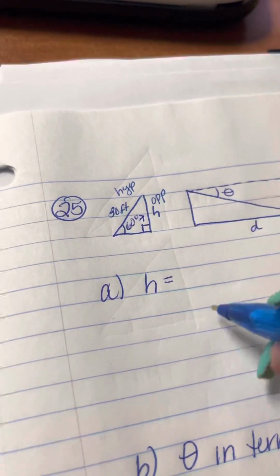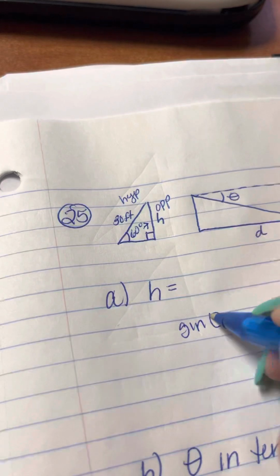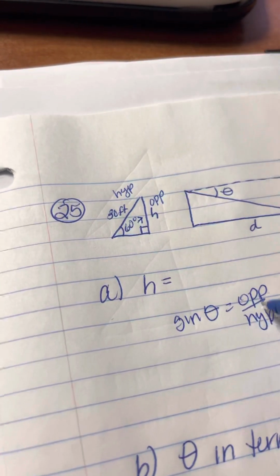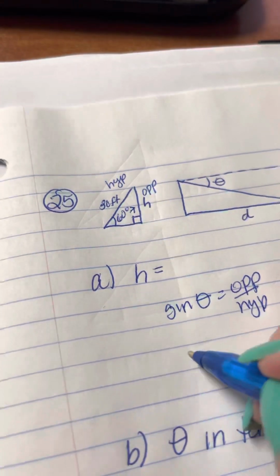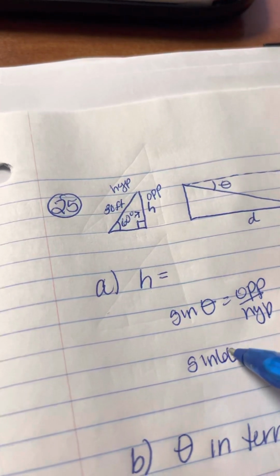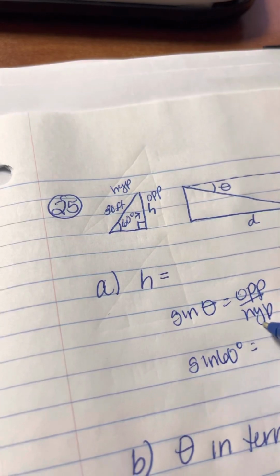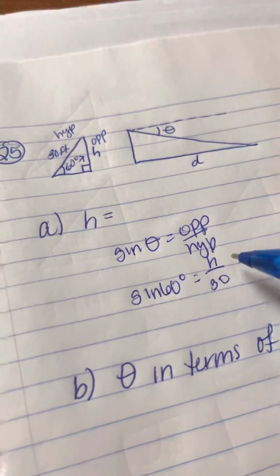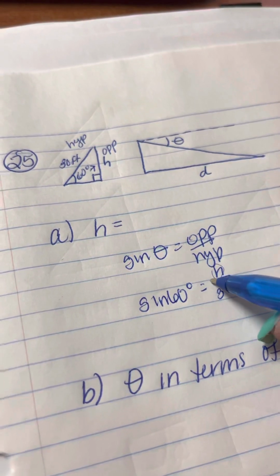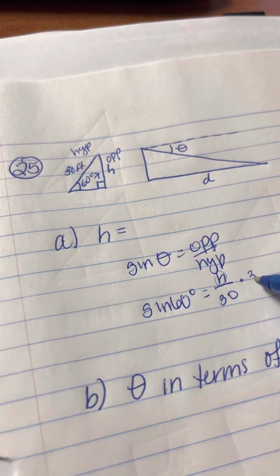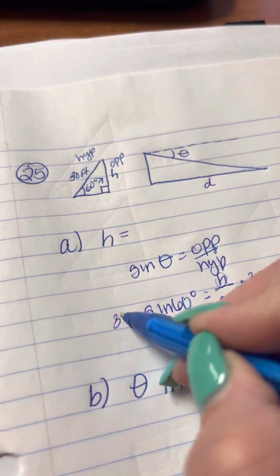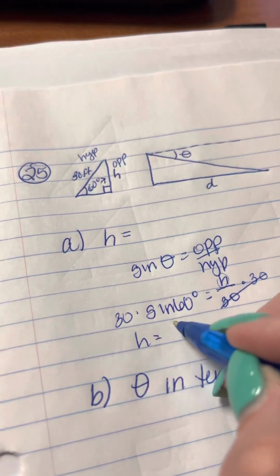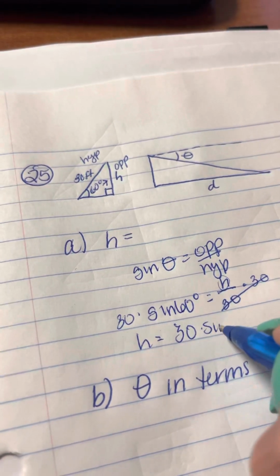So if we're trying to find H, we're going to use the sine of the angle equals opposite over hypotenuse. Our angle there is 60 degrees, so we're going to do the sine of 60 degrees equals the opposite, which is H over 30. Then we got to look. There's our variable. We want to get rid of the division, so we're going to multiply both sides by 30. So H is equal to 30 times the sine of 60.